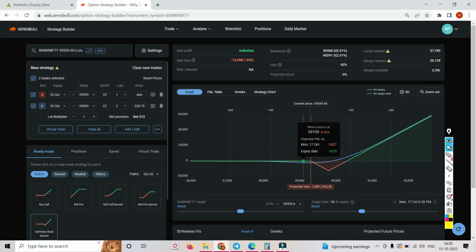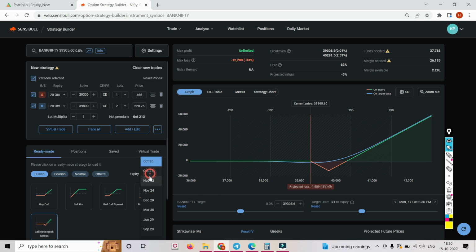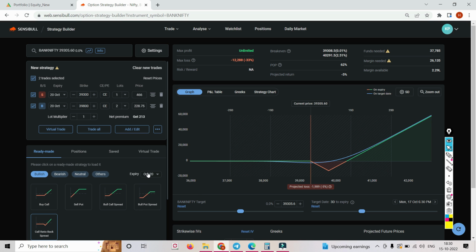I use back ratio spread to get profit from the gap up or gap down, but selecting the strike and selecting the expiry day are all very critical. I'll not discuss many things, because if I tell you, you guys will just go ahead and deploy it. That's it. You don't even know what will happen when the market goes.